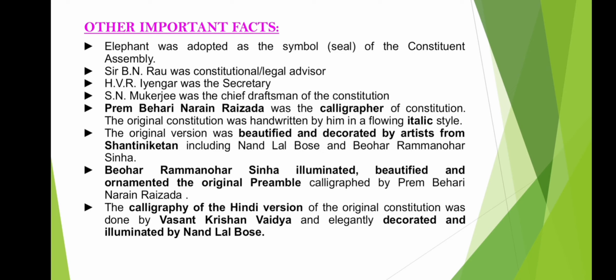Some important facts: the elephant was adopted as the seal and symbol of the Constituent Assembly. B.N. Rao was the legal and constitutional advisor of the Assembly. Iyengar was the secretary to the Assembly. S.N. Mukherjee was the chief draftsman of the Constitution. Prem Bihari Narayan was the calligrapher of the original Constitution. It was handwritten by him in italic style.